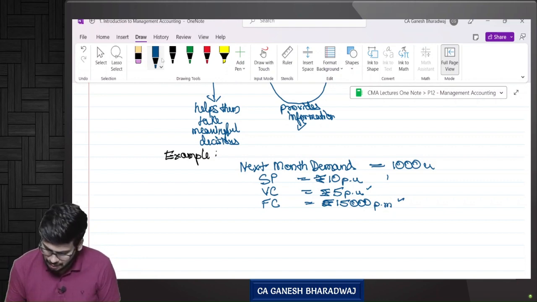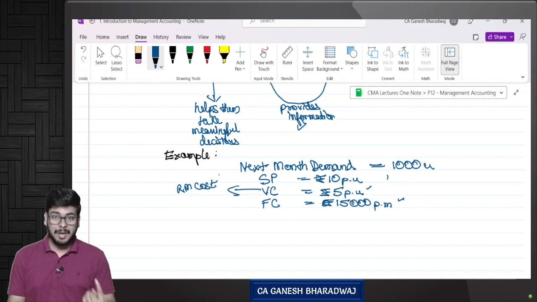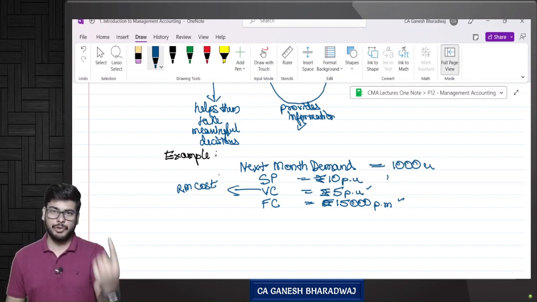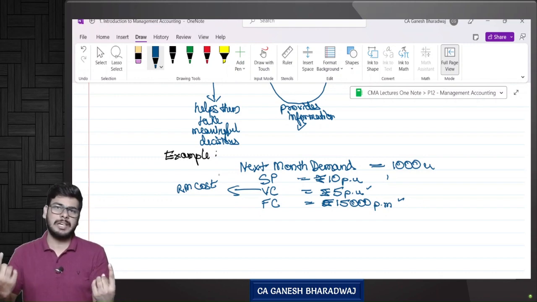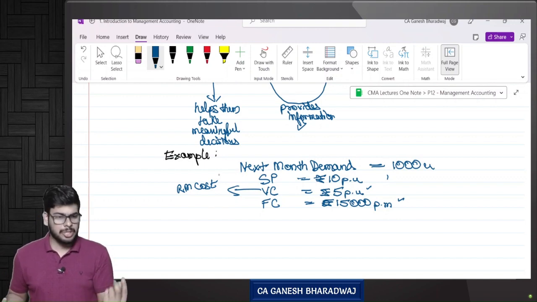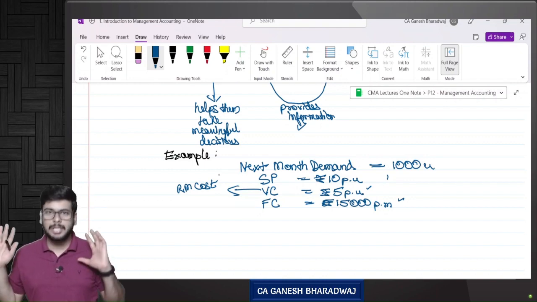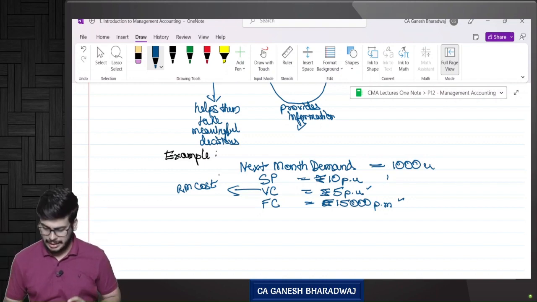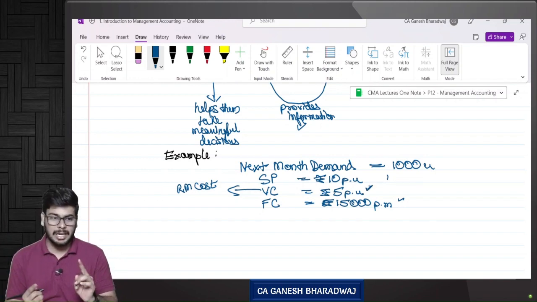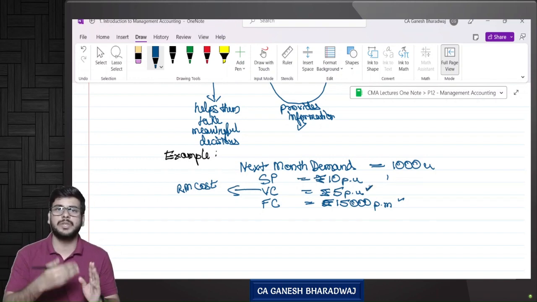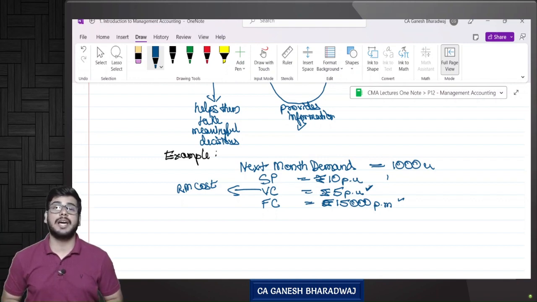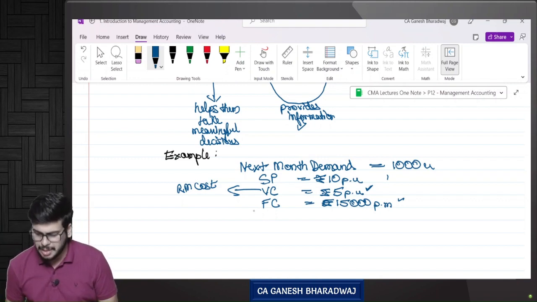For example, an example for variable cost can be raw material cost. If I produce one unit, I will be incurring 5 rupees of raw material cost. Suppose if I produce 2 units, then for the second unit also one more 5 rupees will be incurred. Correct? So 5 into 2, 10 rupees will be the total variable cost, total raw material cost. That is the cost that varies with the level of production, called variable cost. Whereas, what do you mean by a fixed cost?